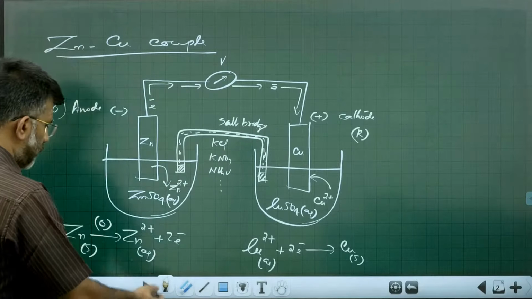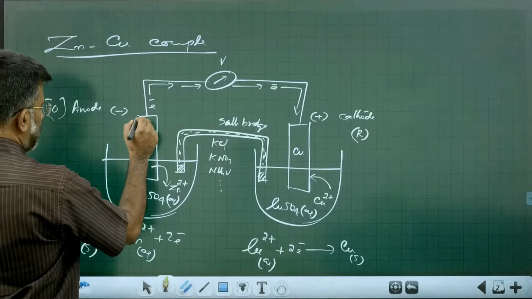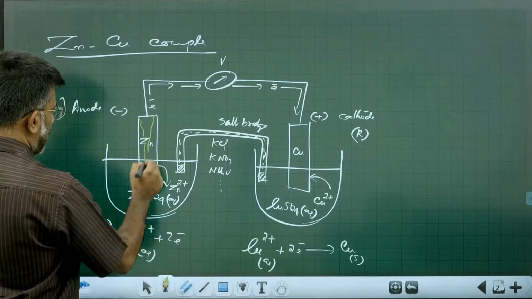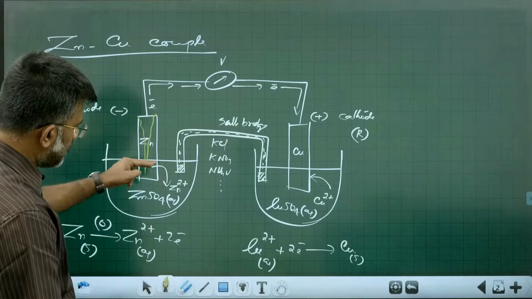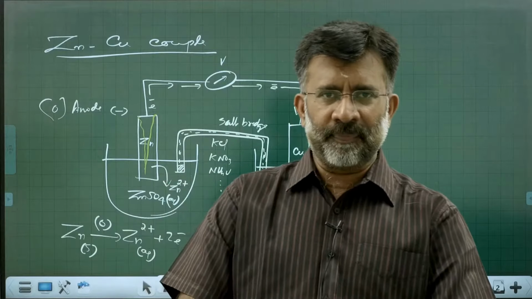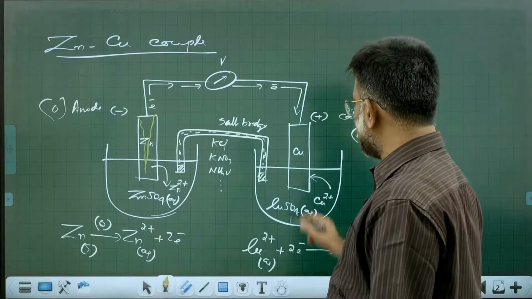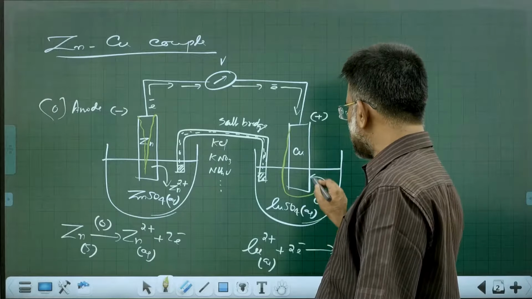On the course of time, all of you know, there will be a decay in the anode. Zinc is dissolving. On the course of time, the zinc anode will undergo decay, whereas there will be growth in the copper cathode.